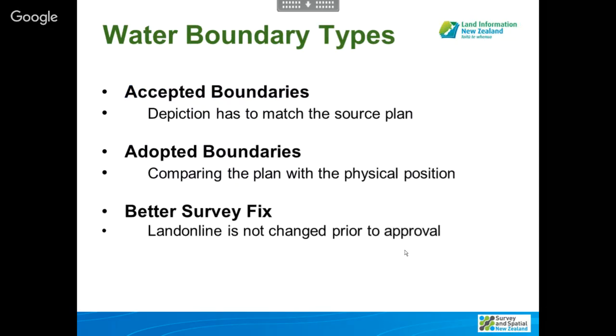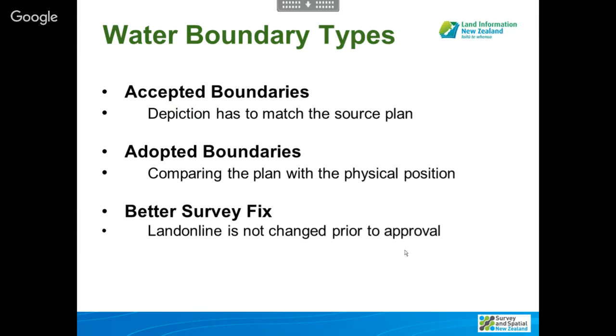Just put this in to show that there are different ways different boundaries need to be dealt with. Not wanting to get into definitions so much, but just outlining that accepted boundaries, the depiction of these has to match the source plan, not just what is shown in Landonline. It may be appropriate in this case to use the exception process to have Landonline updated to match the source plan. So even though you're allowed to accept the boundaries, don't rely on what's shown in Landonline to be accurate.